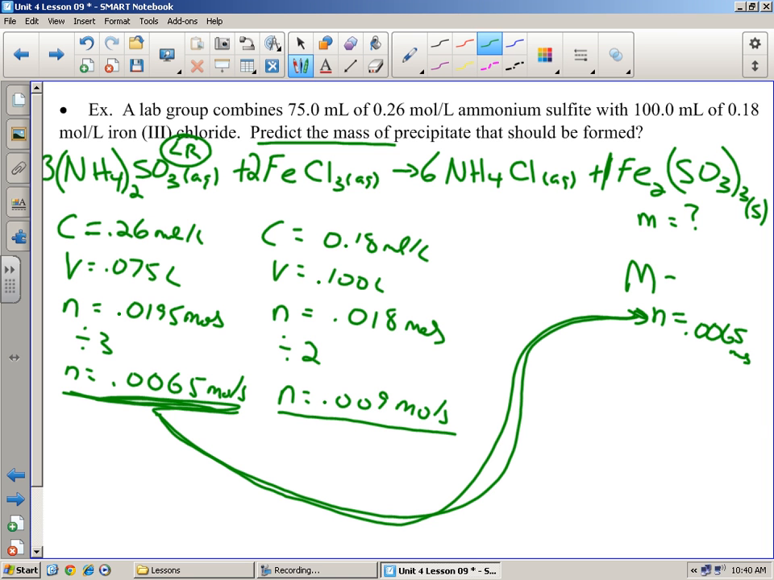So 0.0065 times the molar mass. What is the molar mass, somebody? It's 351.91 grams per mole. And if we multiply those two together, I think we get 2.287. 2.287 grams. Okay. Significant digits, of course, we'll have to discuss.